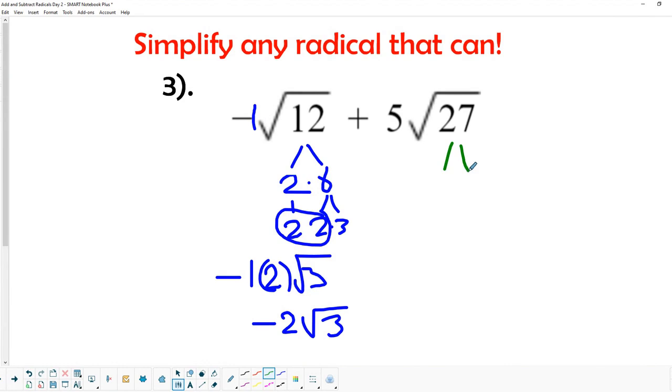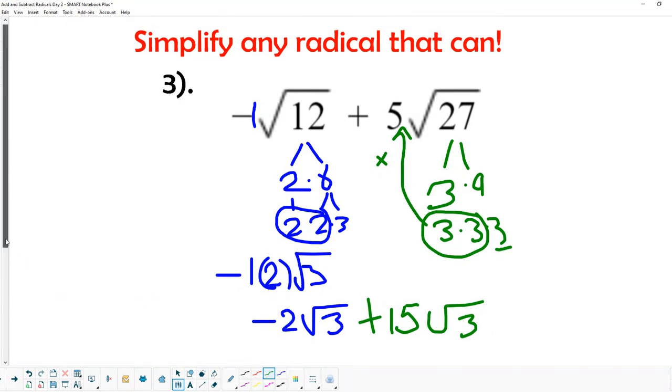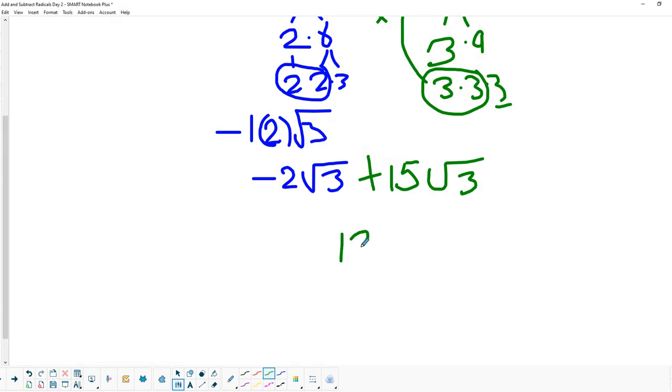We got 27, which I happen to know breaks down into 3 times 9. Or further, 3 times 3 times 3. Circle a pair of matching 3's, and one of them will come out and be multiplied by that 5. So that will give us plus 15 square root of 3. So -2 plus 15, when I combine those together, will give me 13 square roots of 3.